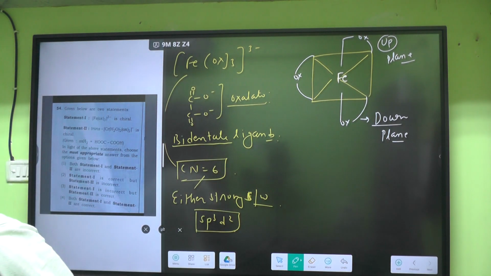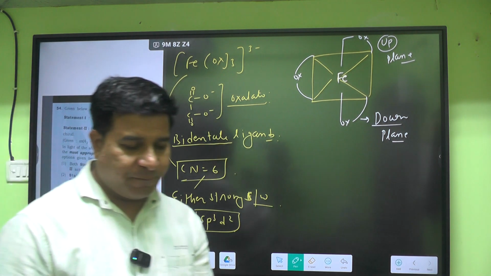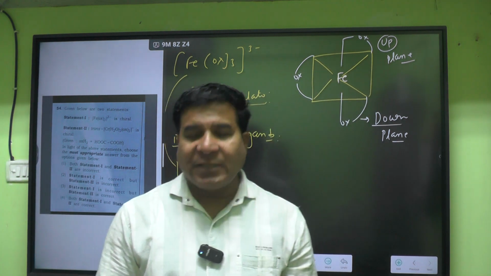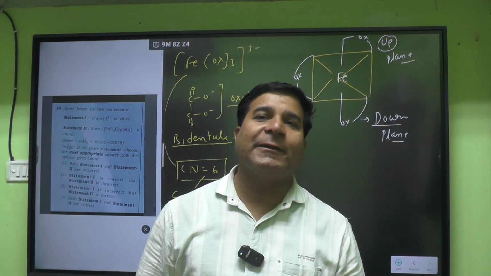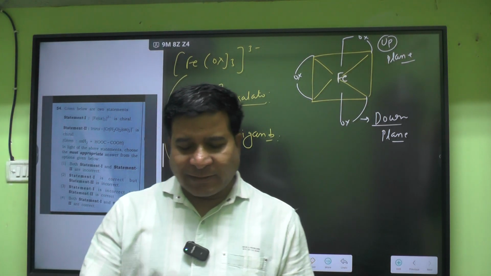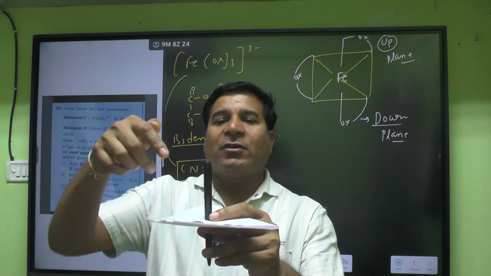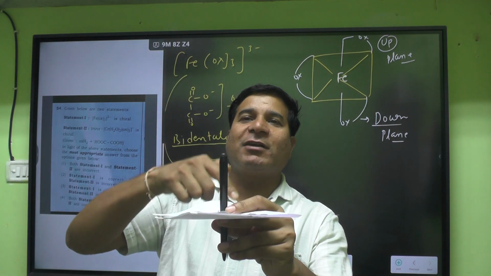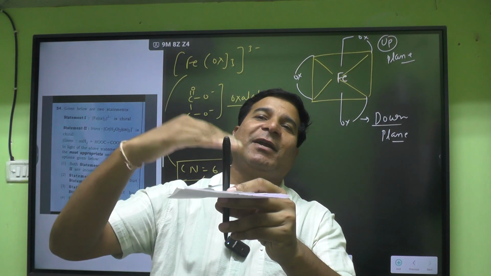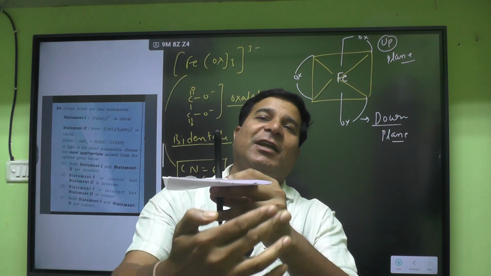Suppose I explain one example. Remember, assume it is a square plane structure. Now it has an axis. One oxalate group is upside and one oxalate is downside. That's why there is no plane of symmetry.